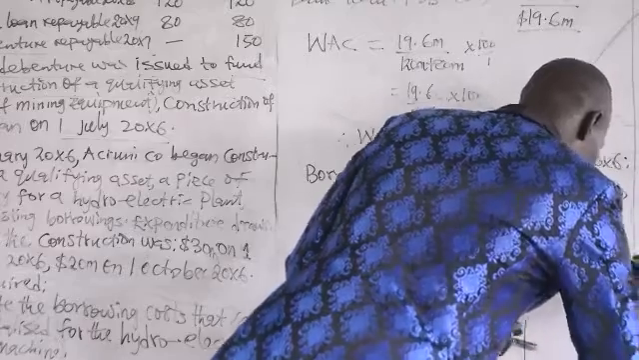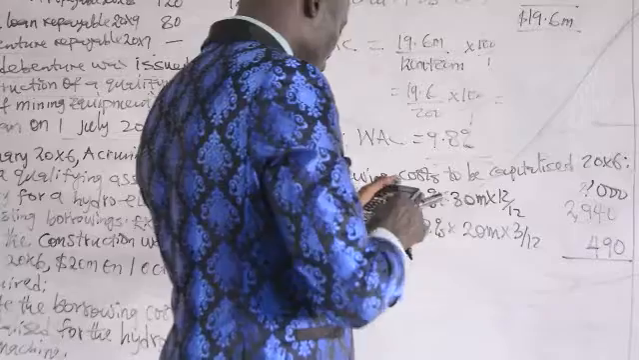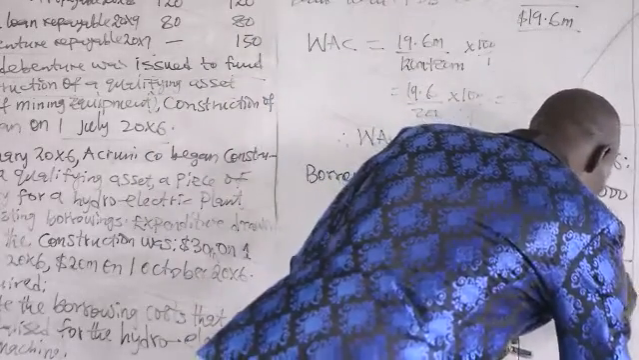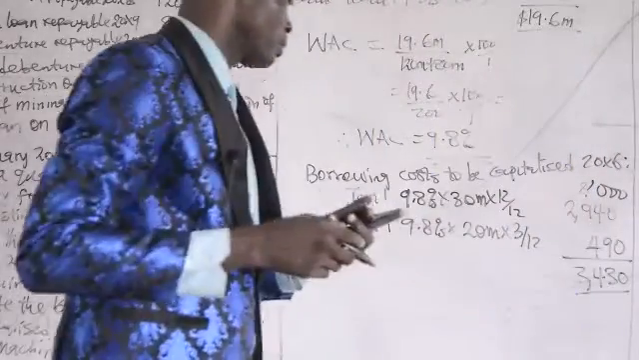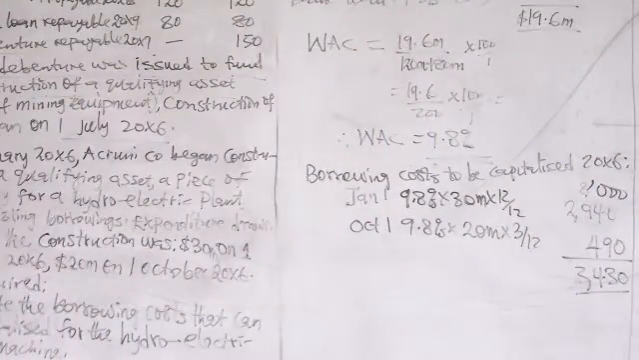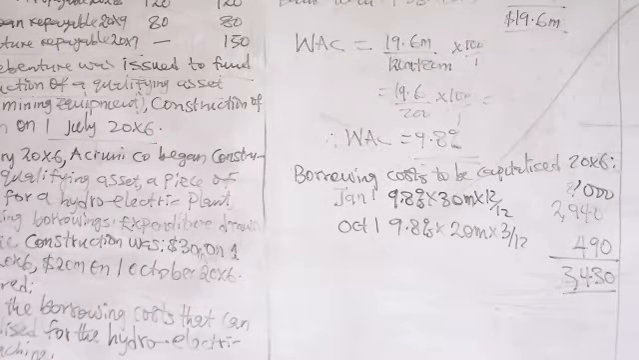490. So when you add it to 2940, it will give us 3430. That is the amount of borrowing cost to be capitalized in 20x6.